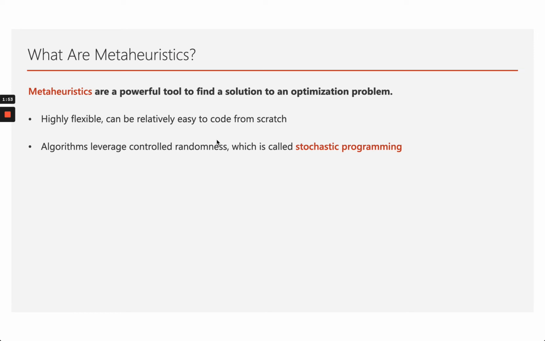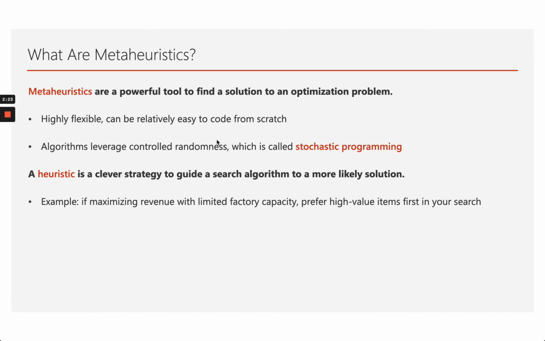And a heuristic is a clever strategy to guide a search algorithm to a more likely solution. So a heuristic is a rule of thumb that we employ. It's a bias we put in the algorithm. While the algorithm is going to be random based, it's going to bias that randomness towards what we think the solution is more likely to be. So, for example, if we're trying to maximize revenue with limited factory capacity, we want to prefer high-value items first in our search.